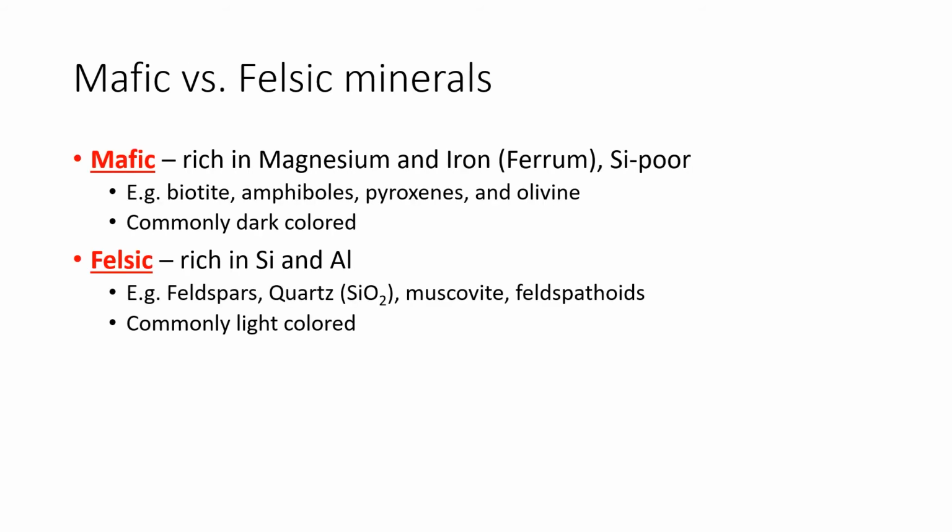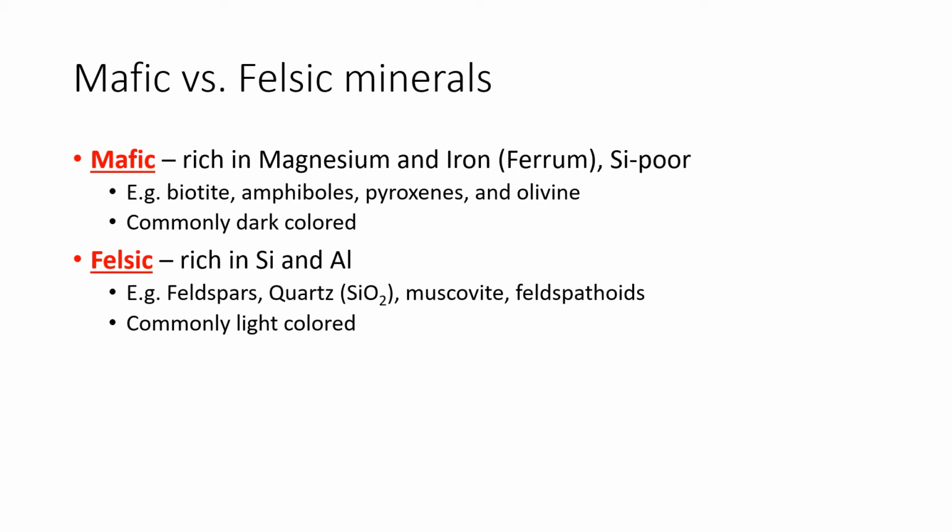So let's look at mafic versus felsic. Mafic are rich in magnesium and iron, or ferrum. They're silica poor, like biotite, amphiboles, pyroxenes, and olivine. They're commonly very dark. So biotite's like black. Amphibole is pretty much black. Pyroxenes are pretty dark. They can be a green color if they have chrome in them. And olivine is generally a pretty green color, but it's also a darker mineral.